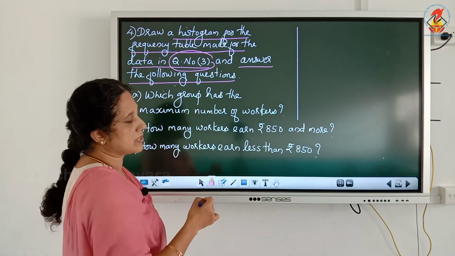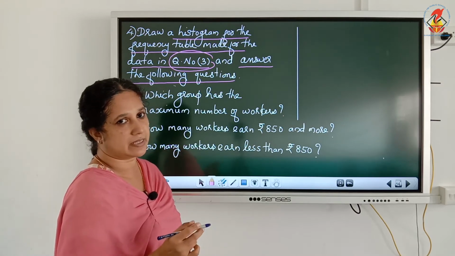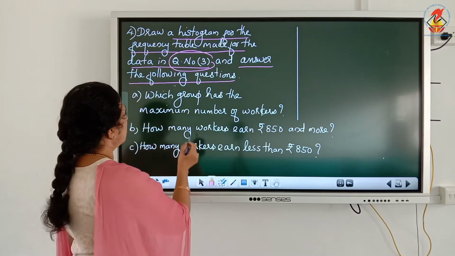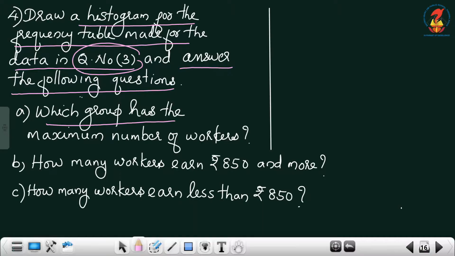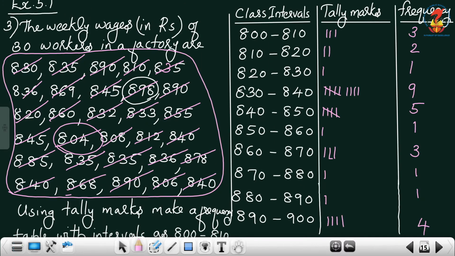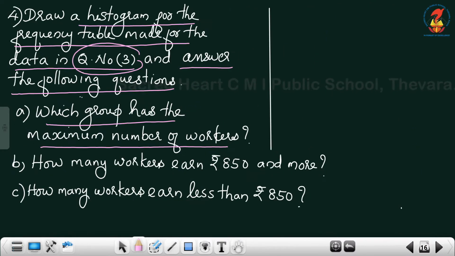Now we can answer the questions based on the table, or by looking at the graph also we can answer the questions. Now based on the table, how will you answer? Which group has the maximum number of workers? Now go and look at the groups. When you look at the groups, 830 to 840 has the highest frequency. What is that? 9. So we can say the group with the maximum number of workers is 830 to 840.